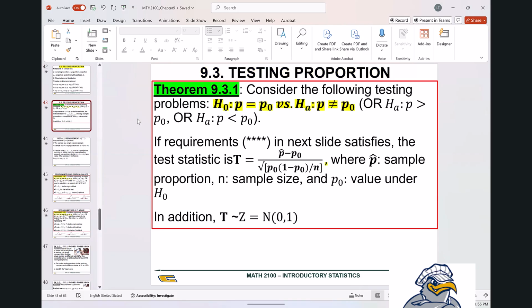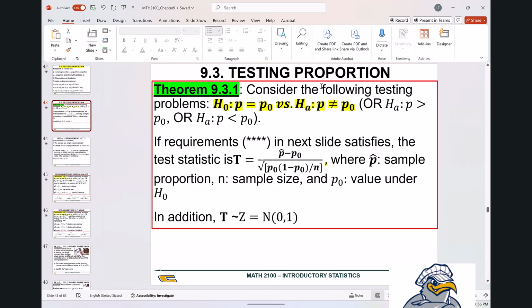So we have Theorem 9.3.1 here. It tells us basically how you can calculate the test statistic and what distribution it follows. If you test for proportion, it can be two tail, right tail, or left tail. The test statistic is calculated as p hat minus p naught, divided by the square root of p naught times 1 minus p naught, divided by n. Here p hat is the sample proportion, n is the sample size, and p naught is the value under the null hypothesis. It can be shown that your test statistic will follow a standard normal distribution.